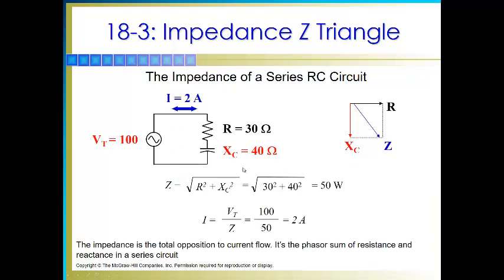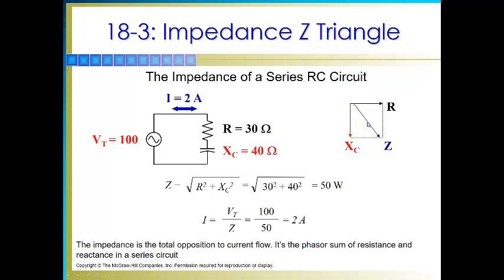Okay, and here is a clearer explanation. So we know that this is the resistance of the circuit by the resistor, and the capacitive reactance is 40 ohms. So this will be the capacitive reactance. We know that they are 90 degrees out of phase, all right?